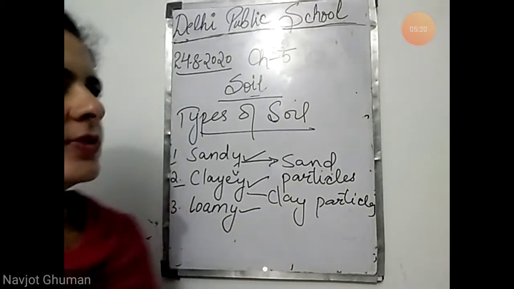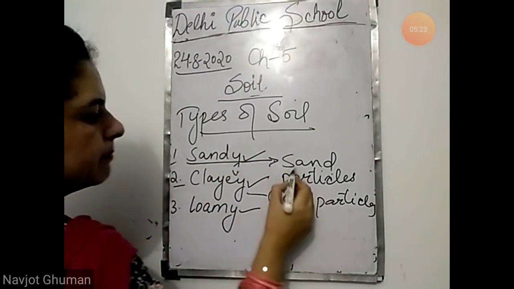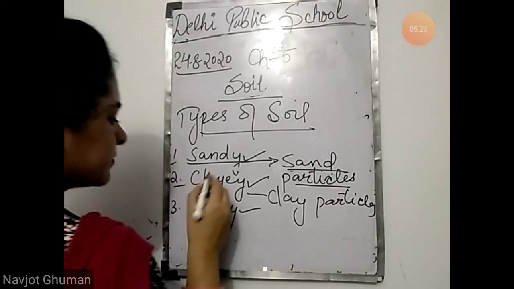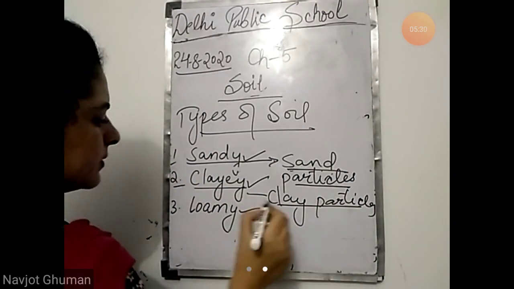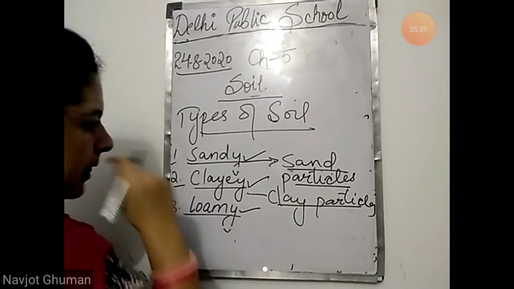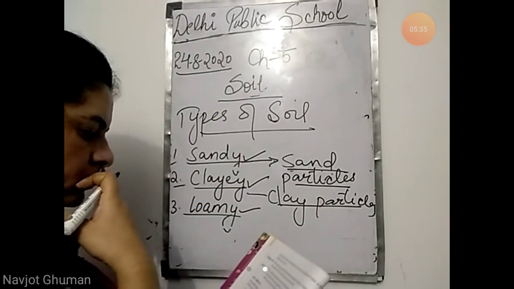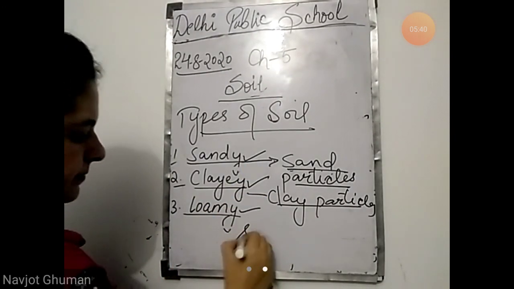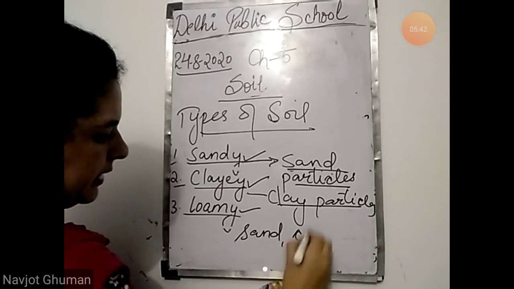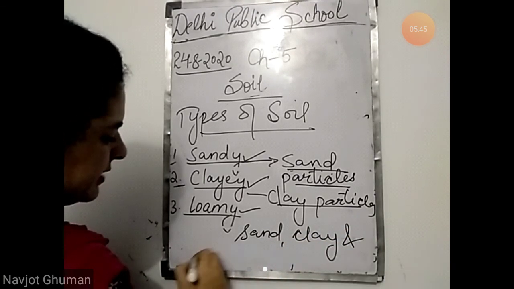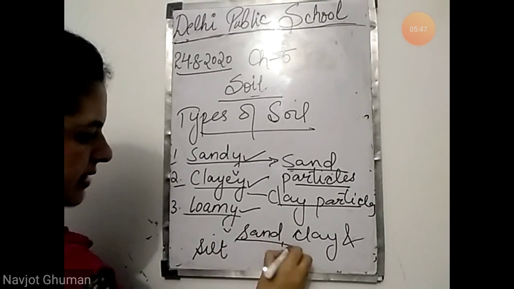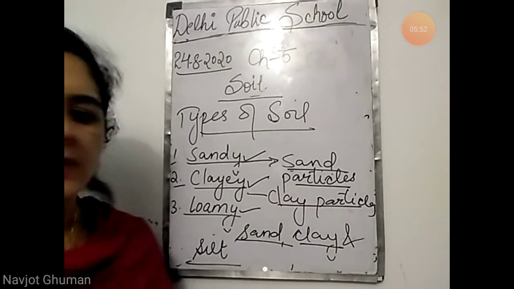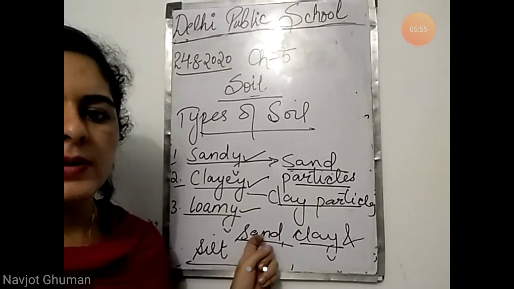Now, what is loamy soil? We know that in sandy soil, sand particles were more. In clay soil, clay particles were more. But in loamy soil, it has the same amount of sand, clay and silt particles. इसमें same amount है, जितनी sand है उतनी clay है उतनी ही silt है. So that is loamy soil. So this soil, it is best for growing plants.